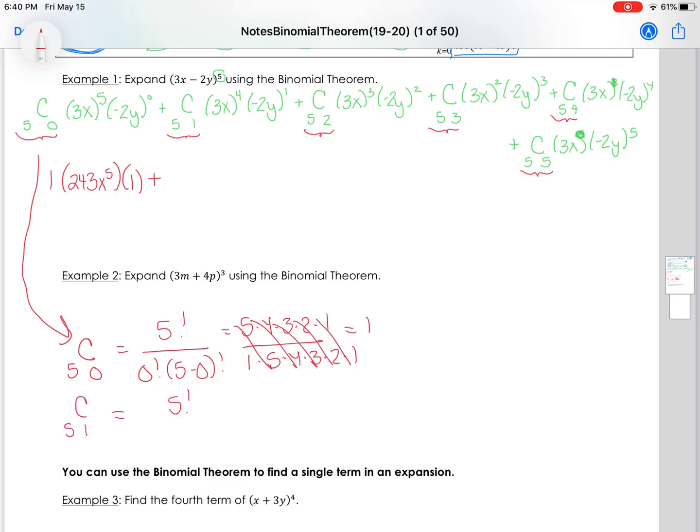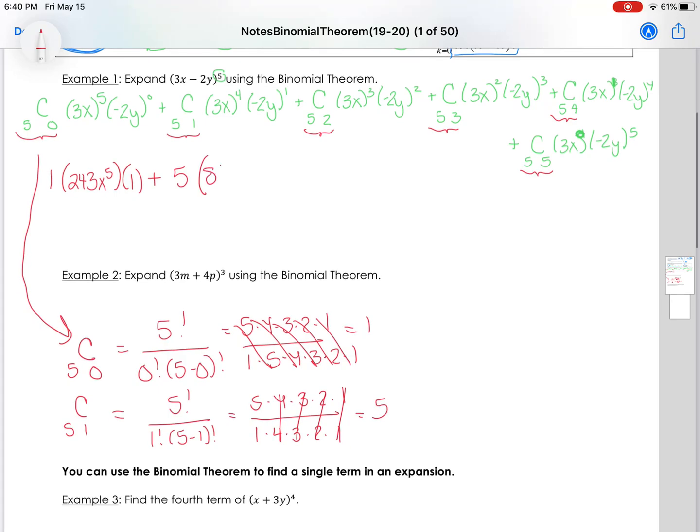Plus, second term, C(5,1). So 5 factorial over 1 factorial times 5 minus 1 factorial. 5, 4, 3, 2, 1. Again, you have the calculator that can do this as well. 4, 3, 2, 1. And we end up with 5. So that's plus 5 times 3 to the fourth is 81, x to the fourth. Negative 2y to the first is negative 2y. And we continue the process.